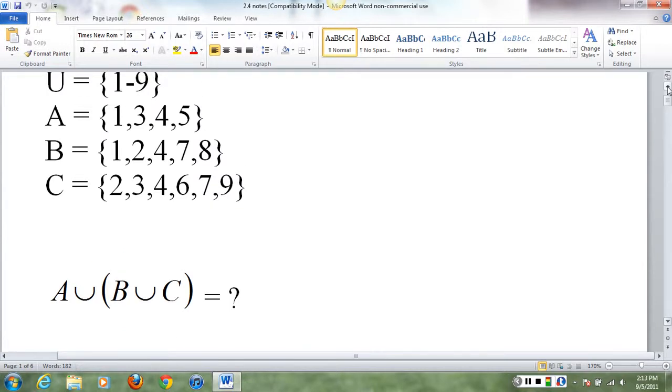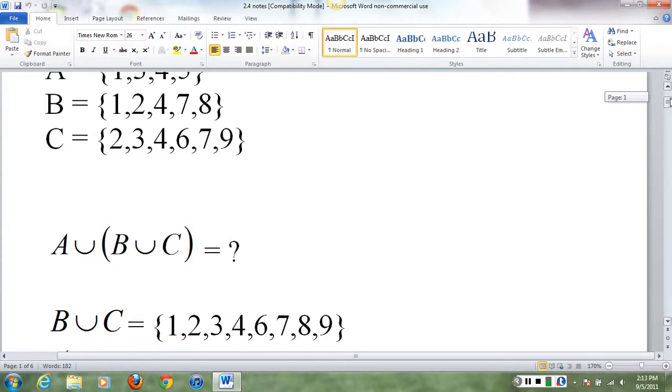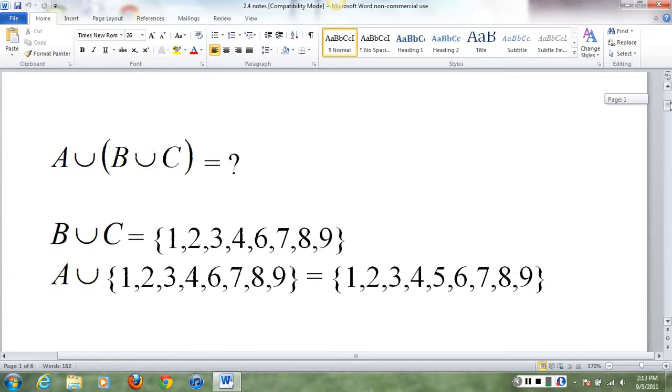Now, like last section, a bit of review. What I recommend is analyze the parentheses first. So what we'll do is, what is B union C? That's 1, 2, 3, 4, 6, 7, 8, 9. Now we'll take that and find what's the union of that with set A. Set A again is 1, 3, 4, 5. And that's going to be all the numbers from 1 through 9. And again, remember we said with the union, we don't need to put repeats even if there are any. You only need to write a number one time.